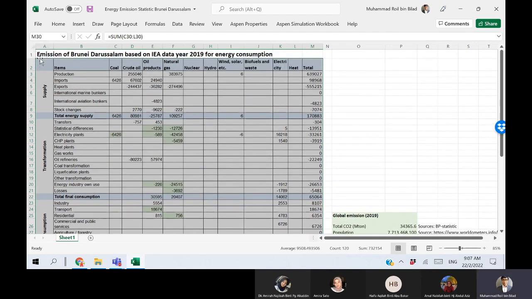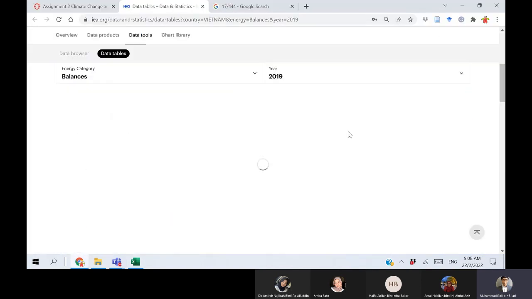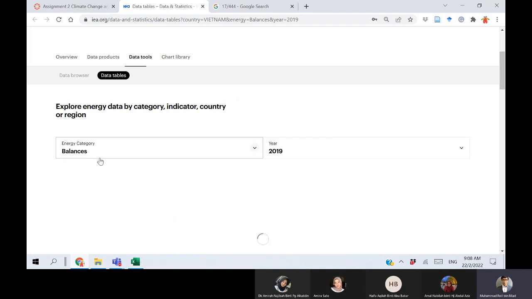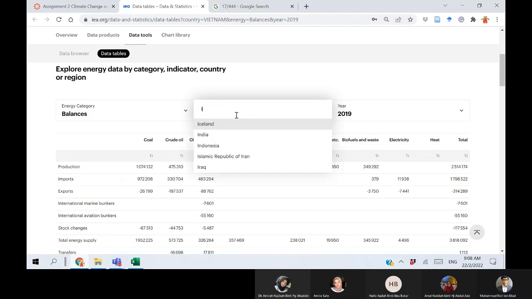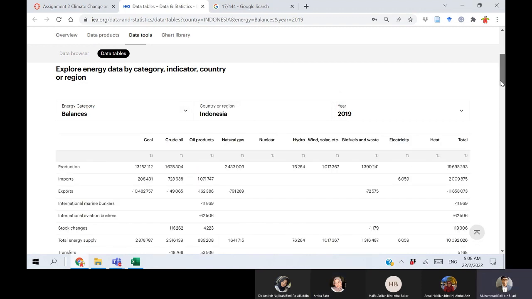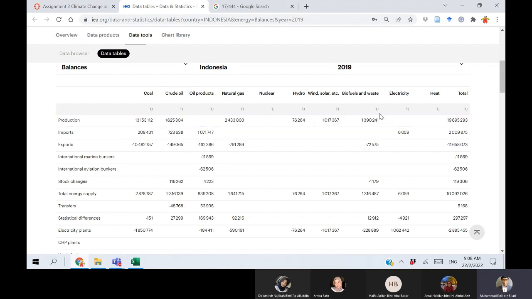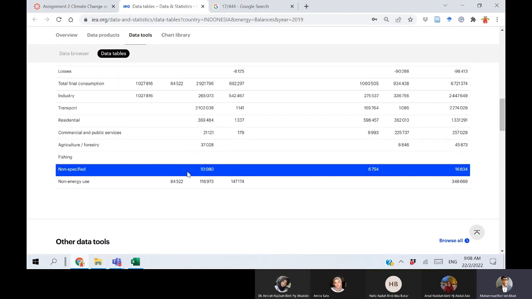I imported the data from the International Energy Agency. So you go here to this statistic, the energy balance statistic, and then you can Google your country. What is your country? Amira, I think Indonesia, yeah? Yes, Indonesia. So you take Indonesia here and extract all of this information, this energy balance of Indonesia.